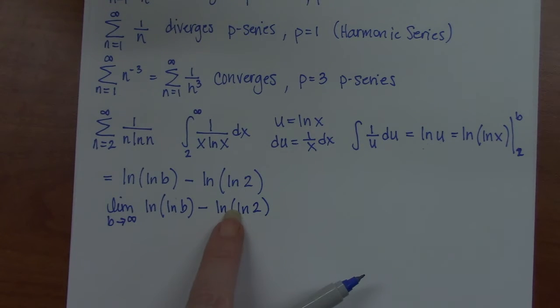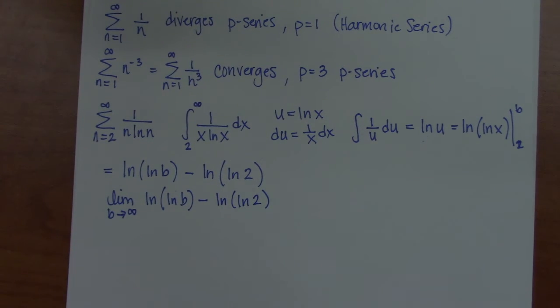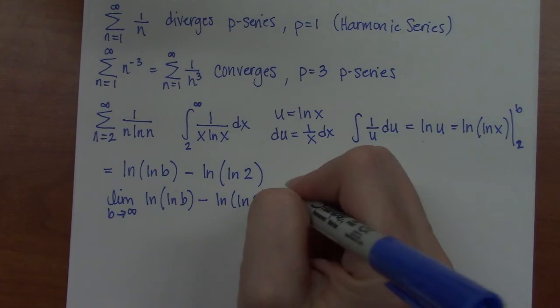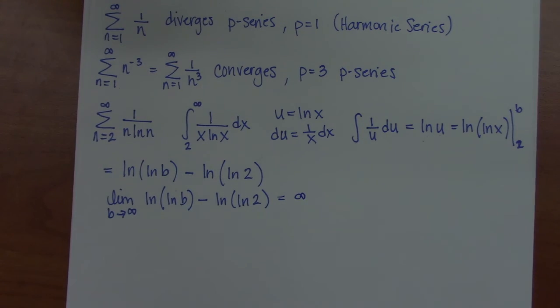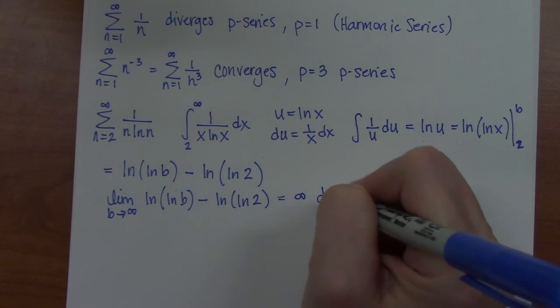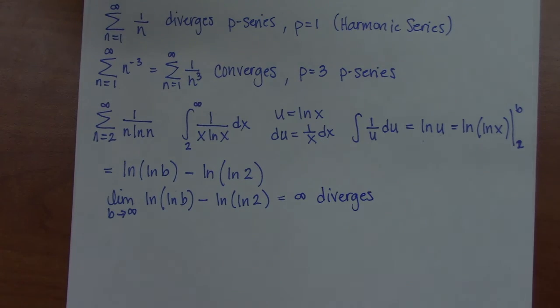So the natural log of natural log of 2 is just a constant, so its limit is going to be itself. But for the first guy, you want to look inside the parentheses first. And we say, well, what happens to natural log of b as b goes to infinity? Well, we talked about last week, that goes off to infinity. So now when you look at the outside function, I have the natural log essentially of infinity. So it still goes to infinity. So this guy equals positive infinity. And that means it diverges.